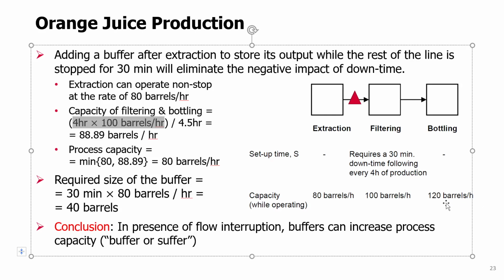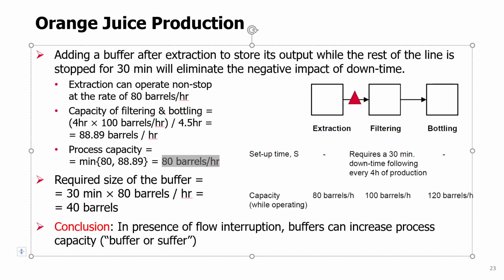These two steps, right, they will produce 400 barrels in 4.5 hours, because in 4 hours they'll be operating, and for half an hour they'll be stopped for filter changes. So the production capacity of filtering and bottling will be 88.89. And this is still more than the capacity of extraction that operates non-stop. So the process capacity, which is the minimum of those two sequential steps, will be 80 barrels an hour.